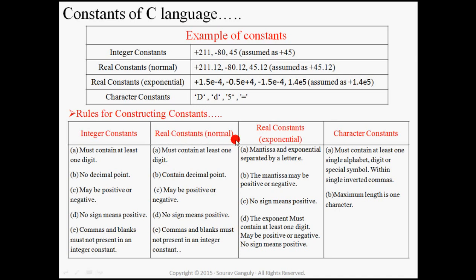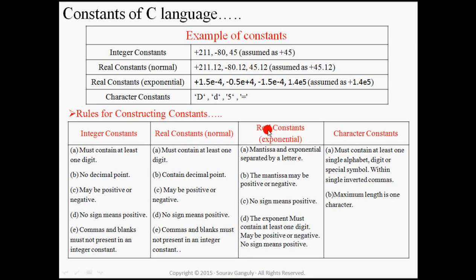Then come to the real constant, normal case. The rule is more or less the same: it must contain at least one digit, contain a decimal point, may be positive or negative, no sign means positive, and commas and blanks must not be present. That means you cannot write 45 point space 12. You have to write 45.12.